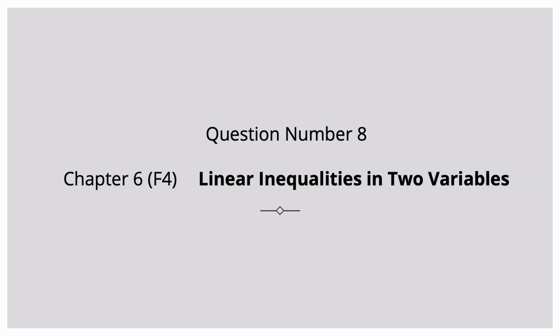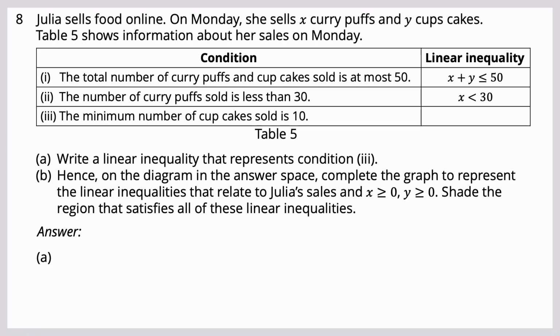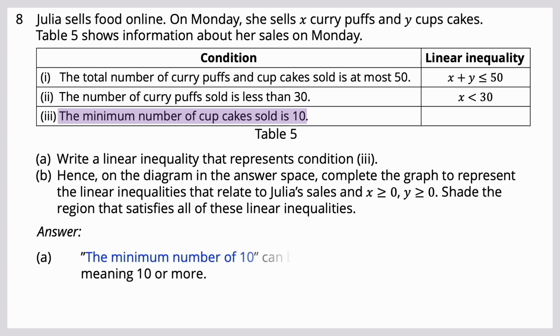Question number 8. A. Write a linear inequality that represents condition 3. Condition 3. The minimum number of cupcakes sold is 10. This means the number of cupcakes sold, which is represented by y, must be at least 10. The minimum number of 10 can be understood as at least 10, meaning 10 or more. So, the linear inequality is y is greater than or equal to 10.